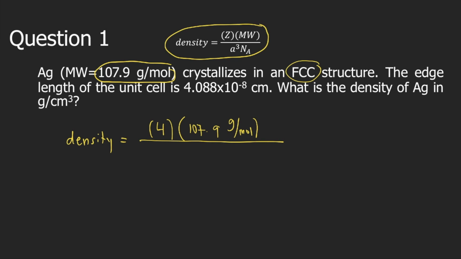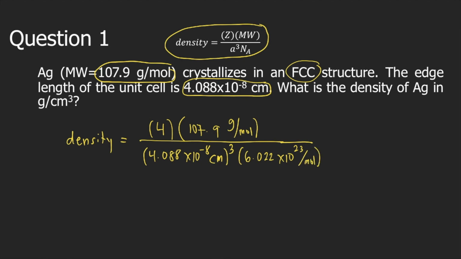A is the edge length, and we are given the edge length, 4.088 times 10 raised to negative 8 centimeters. You need to raise that to 3, or cube it, times Avogadro's number, 6.022 times 10 raised to 23 per mole. So let's see how the units will cancel out. Moles will cancel. So your unit for density would be grams on top, and on the bottom you have cm cubed, or cubic centimeters. So grams per cubic centimeter.